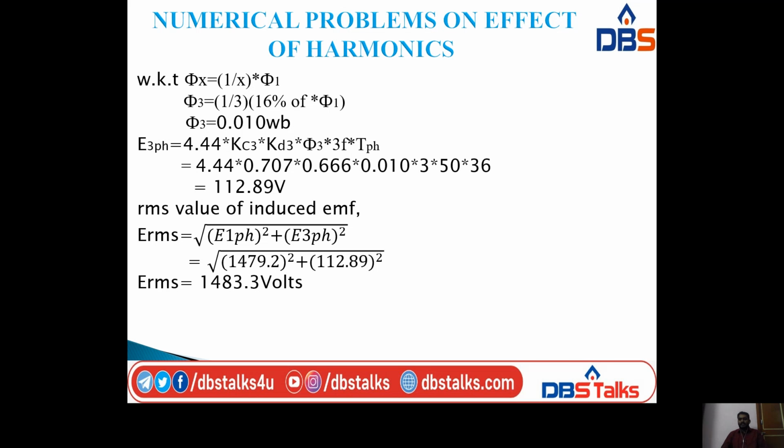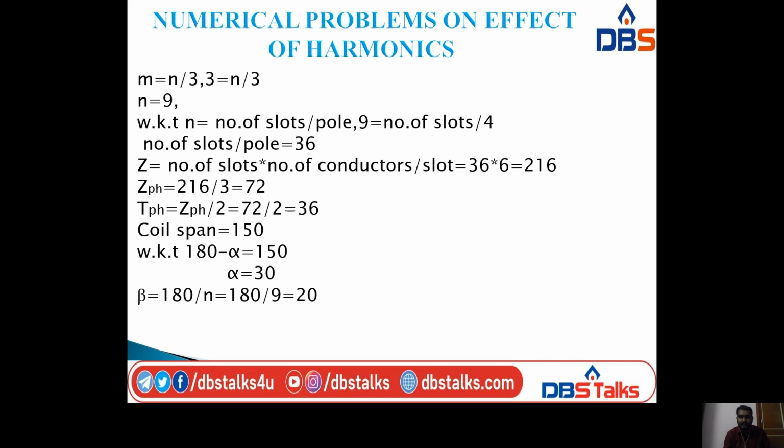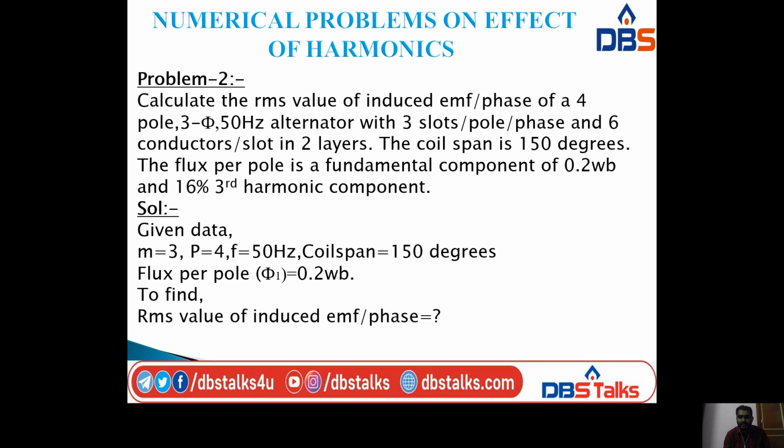So for the third harmonic we have the flux value, that is phi 3 is equal to, in the problem they given that 1 by third of the 16% of flux for the fundamental flux. That's why I am taking x value as 3, that is phi 3 is equal to 1 by 3 into 16% of phi 1. You know the phi 1 value, that is 0.2. In the problem they given that fundamental component flux value is 0.2 webers.